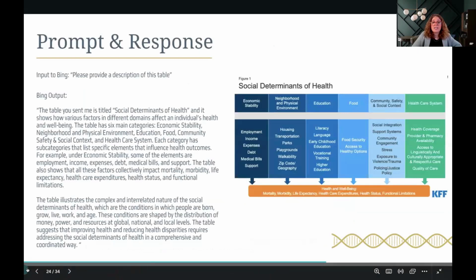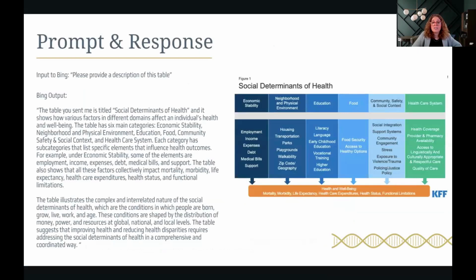Here you'll see the image itself alongside the output. As you can see, I used a very simple prompt. I just asked Bing to please provide a description of this table. And this was its response. I'm not going to read through it all, but as you can see, it provides a description of what we're looking at, the 6 main categories, and the subcategories within those 6 main categories. And then it also provided me with somewhat of an interpretation of what I'm looking at, talking about the complex and interrelated nature of the social determinants of health.